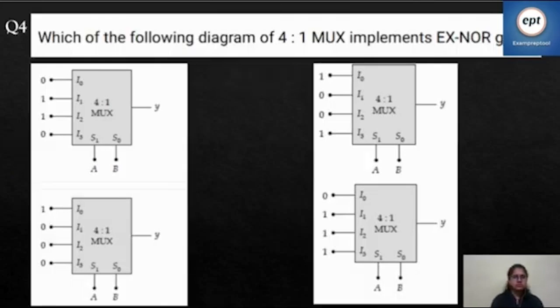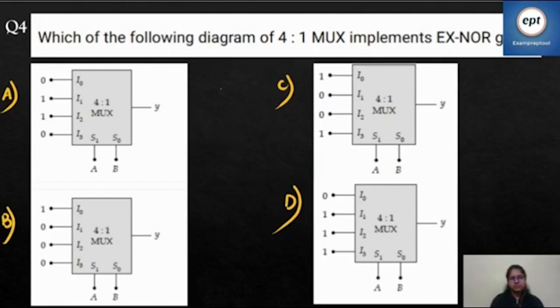So this is option A, this is option B, here it will be option C, and this is option D. So let's put these inputs in the expression and see what output comes.